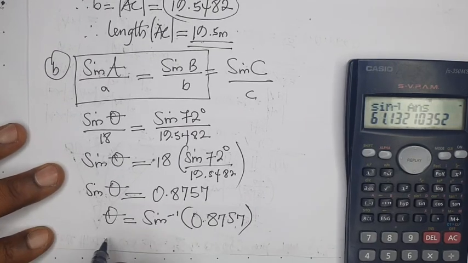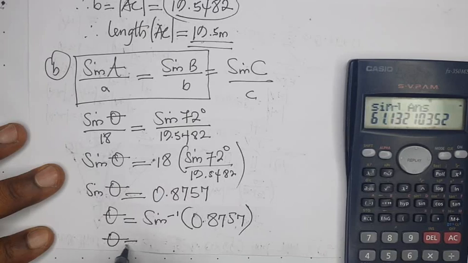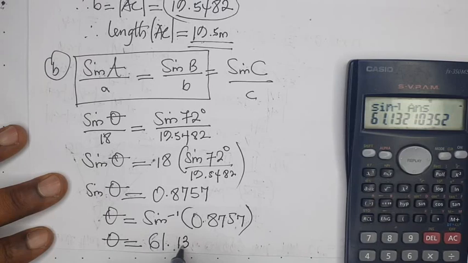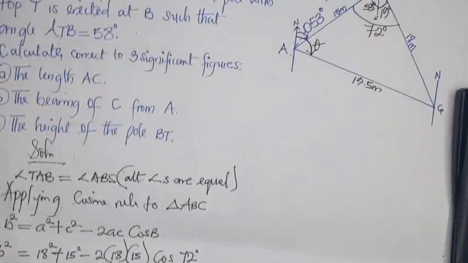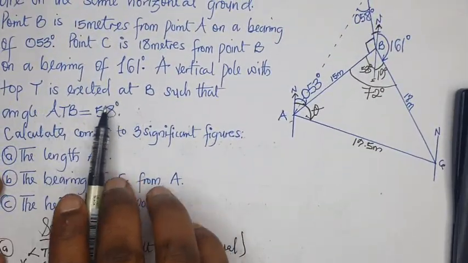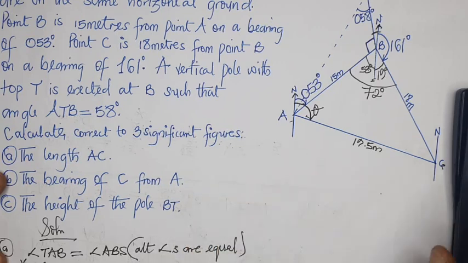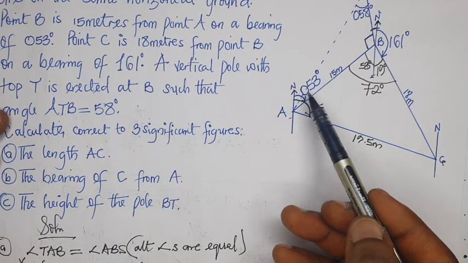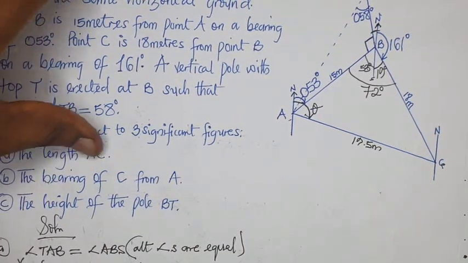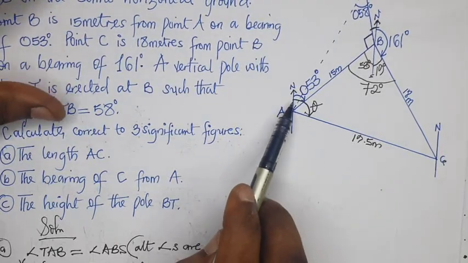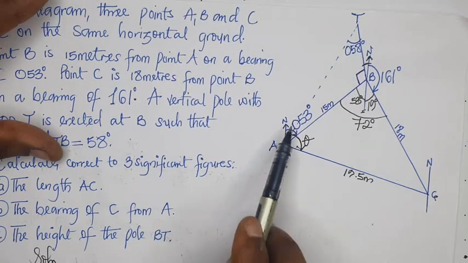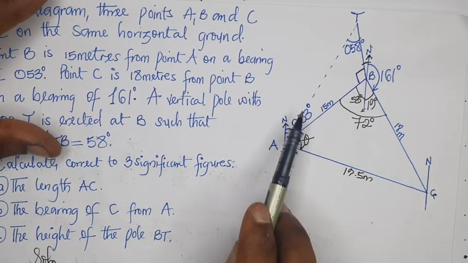So it means that my theta is equal to 61.1321 degree. But remember, our question told us that all the calculation we are going to do should be corrected to 3 significant figures. What this implies is that the bearing of C from A now is going to include 53 first, added to the answer we just found. Remember, it moves from this line. We already have 53 degree given to us from the question. Yeah? So we are all going to add theta to that 53 to get our final answer.